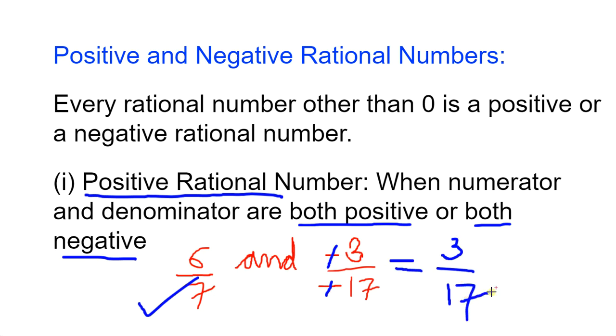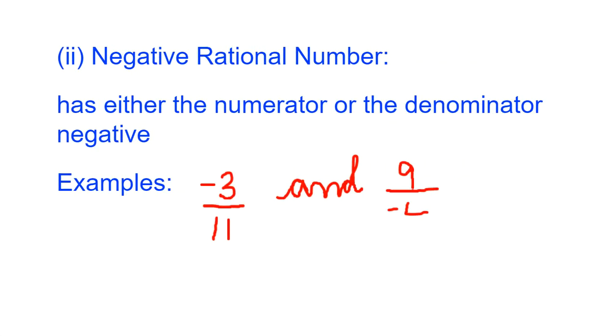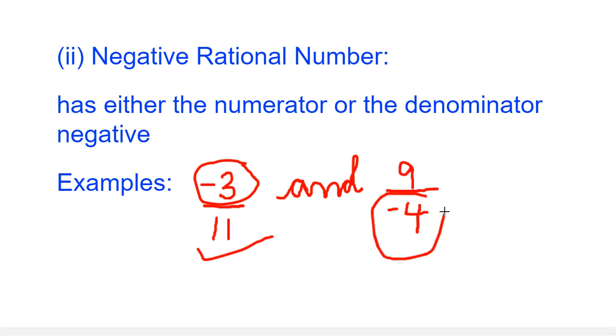So what are positive rational numbers? The rational numbers in which both the numerator and denominator are either both positive or both negative. All such rational numbers are known as positive rational numbers. Now let us just learn about negative rational numbers also. So what are negative rational numbers? It has either the numerator or the denominator negative. As an example, if I see minus 3 upon 11, in this the numerator is negative. So that means it is a negative rational number. If I take an example of 9 upon minus 4, in this the denominator is negative. So this is also a negative rational number.